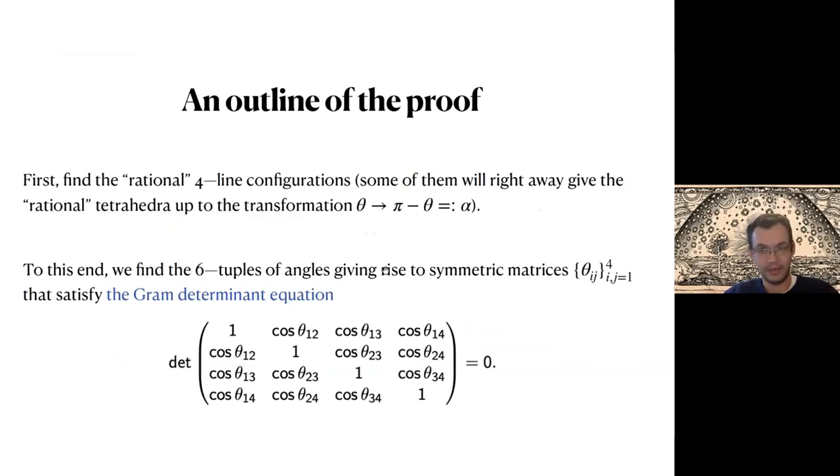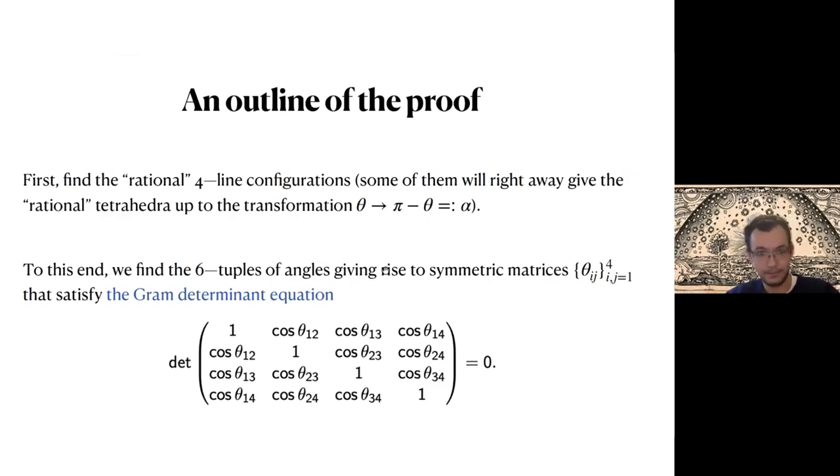So let me give you an outline of our proof and basically indicate where the proof is theoretical and where the proof gets heavily computational. So first, we want to find all the rational four-line configurations. Some of those four-line configurations will right away give the rational tetrahedra, because if you have a rational tetrahedron and you draw the lines that are perpendicular to its faces, up to passing to complementary angles, you get exactly a rational four-line configuration. The only problem is that some four-line configurations do not give you non-degenerate tetrahedra. But for sure, if you can manage four-line configurations, you can manage the tetrahedra as well.